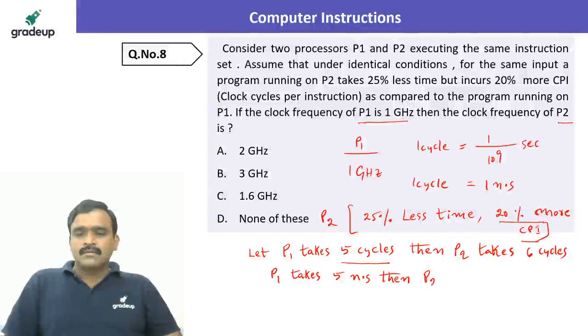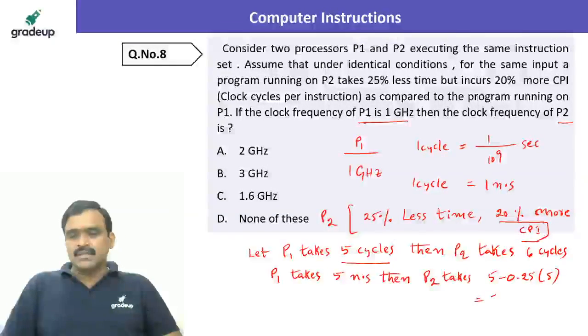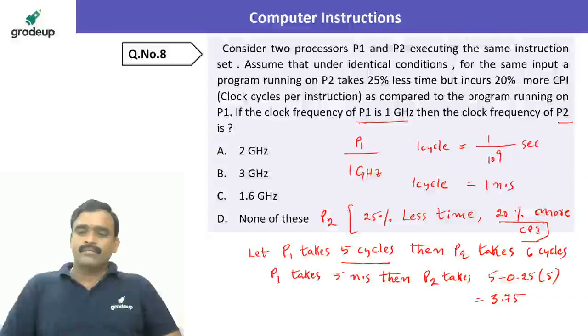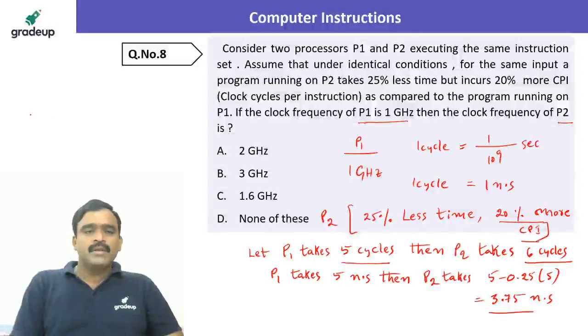Then P2 takes 25% less: 5 minus 25% of 5. 25% of 5 is 1.25, and it is subtracted, so it is 3.75 nanoseconds. That's the time. So that means cycles is 6 cycles, time is 3.75. That means in processor P2, 6 cycles time is equal to 3.75.